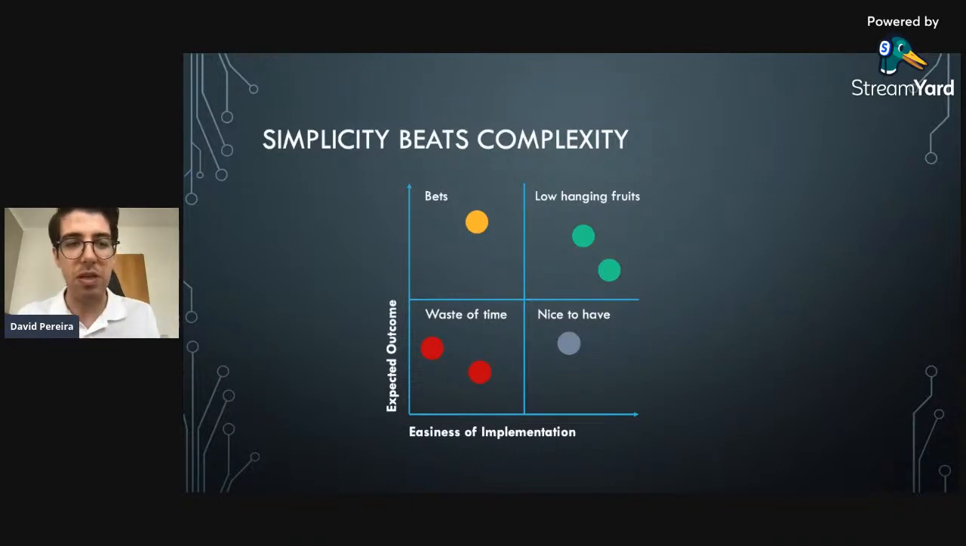And this is my opinion: simplicity beats complexity. Just create a matrix, and then you have in one axis expected outcome. What is the result you can generate? And then we have the easiness of implementation. How hard is that to implement? And so on. And then you start putting the items there. And then I would say they will form clusters.